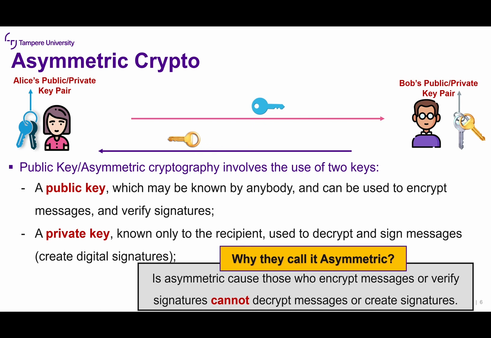So Alice is using Bob's public key to encrypt the message M, but then she cannot decrypt it. Only Bob can decrypt it because he's the only one who has access to the corresponding private key that can decrypt that message. So a bit of history before we move on.